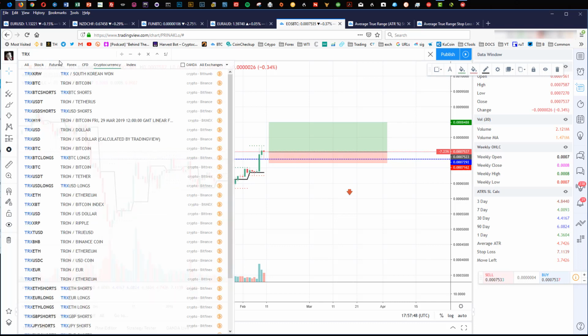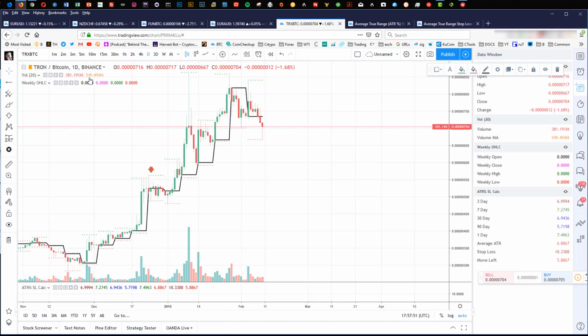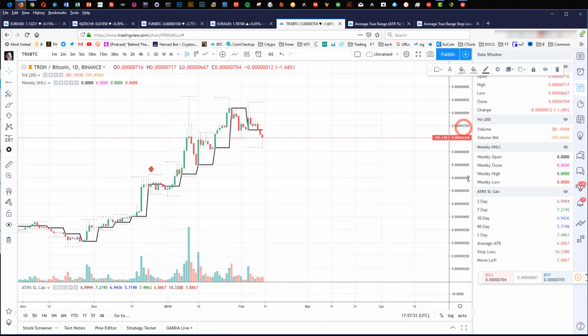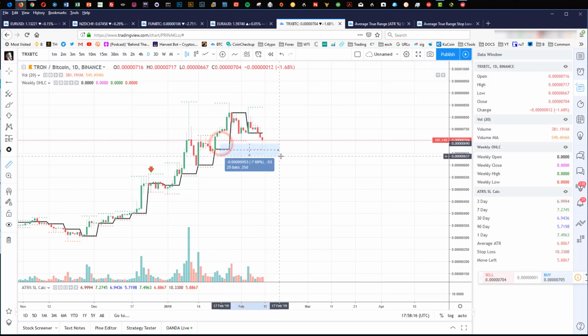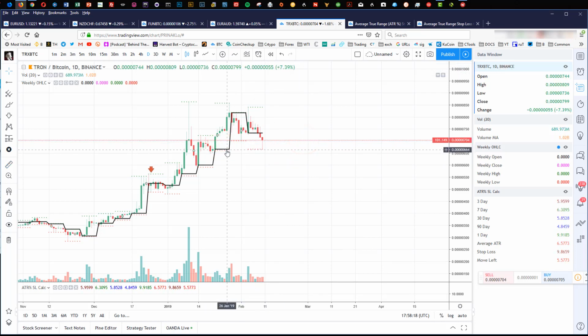Let's go to TRX. Let's do the same thing. Okay, let's say that we want to enter a position in TRX right now. So if we go to the previous candle, we see that the previous candle says that the recommended stop loss on a 1.5 calculation is 9.3. Now, if we look at the current candle, it's actually saying 10.3. So it's actually increasing. Now, price action has currently rejected this weekly open.